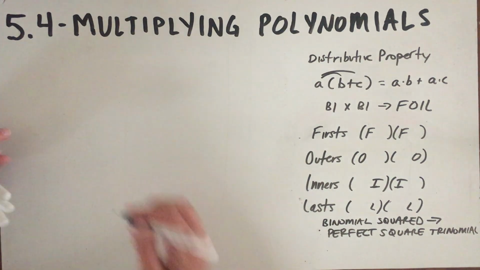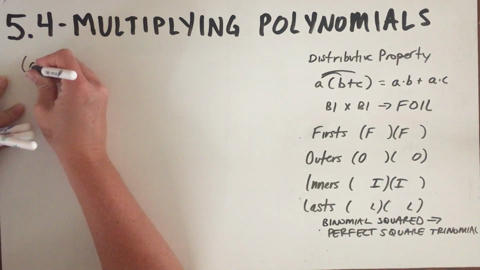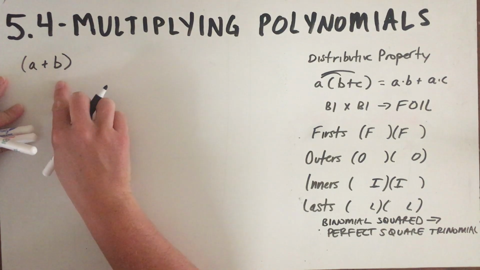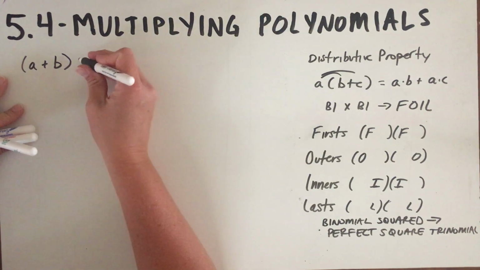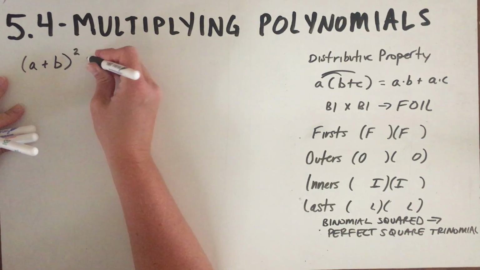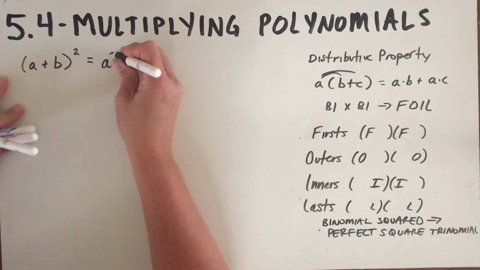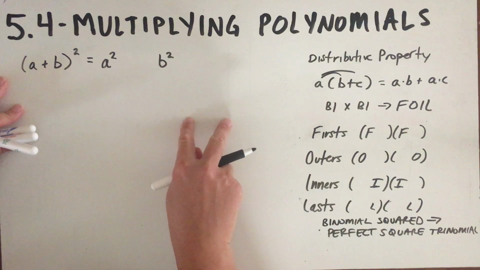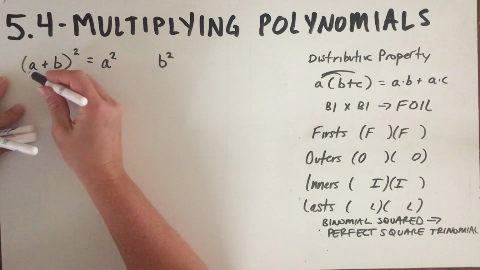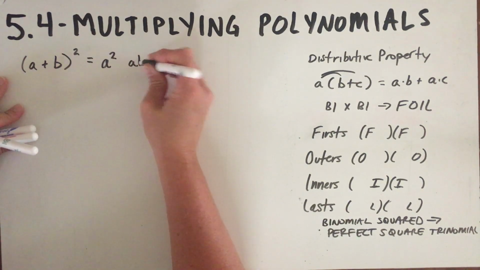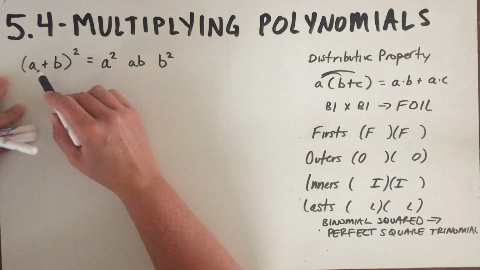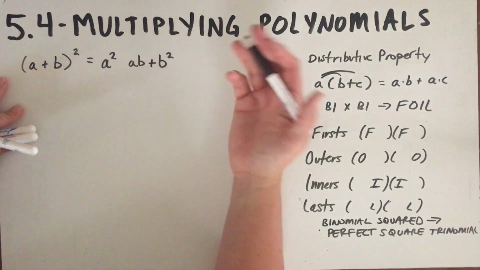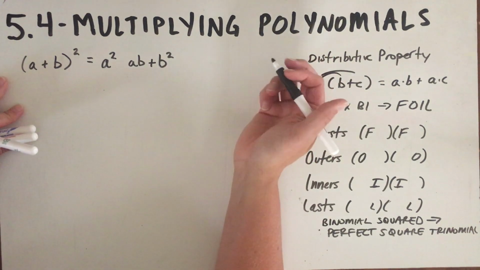So if you have a plus b, and this is whatever the first term is and whatever the second term is. Okay, and you're going to square this. Then what you're going to get is the first term squared and the last term squared. And then as you saw, every time we had two of the middle terms. Well, a times b is just going to be ab. Okay, but the last term is always going to be positive, because a positive times a positive is positive and a negative times a negative is positive.